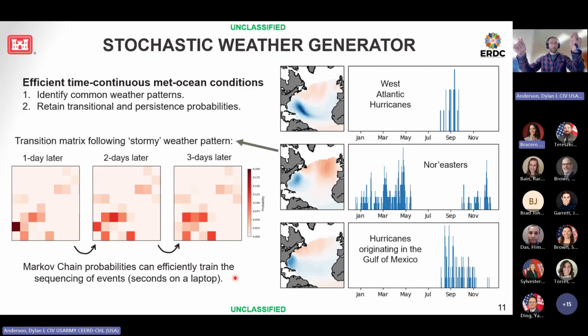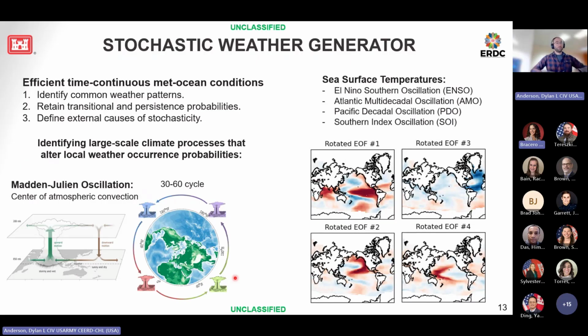We're going to know about seasonality dependence. We're going to know about our day-to-day to day-to-day Markov chain. And we're also going to know about some broader scale processes. This is the Madden-Julian oscillation over here on the left-hand side. Madden-Julian oscillation, in a nutshell, is this center of atmospheric convection that rotates around the globe on kind of a 1 to 2 month cycle.